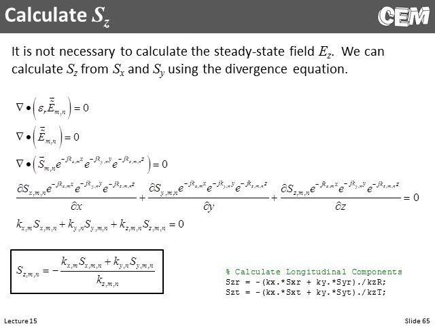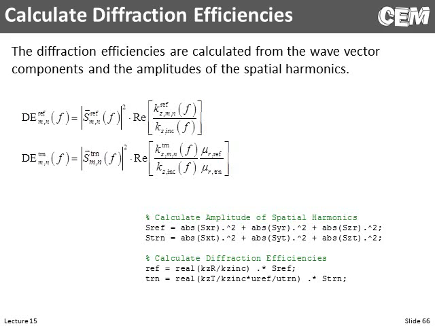Well, we're missing the longitudinal components. So we go back to the divergence equation for that, and now we have an equation to calculate the longitudinal components, along with the MATLAB code shown off to the right. Again, this shouldn't be any big surprise. And now we calculate diffraction efficiency using the exact same equations that we used before. And the reason we can use the same equations is we Fourier transformed the fields. We're really doing calculations in the frequency domain now because we Fourier transformed them.